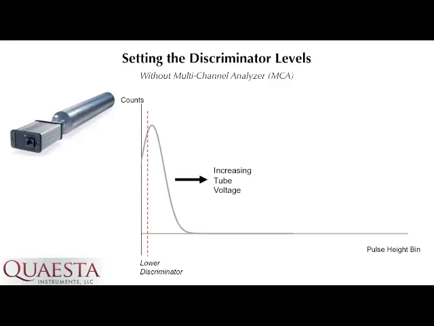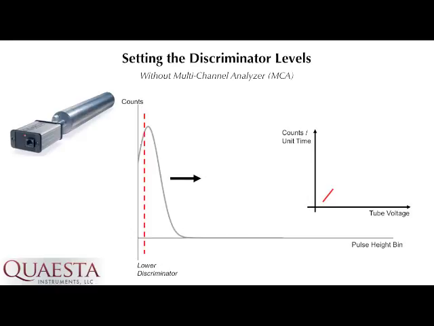In practice, users often fix the lower discriminator level and increase the tube voltage. Increasing the tube voltage sweeps the underlying pulse height spectrum to the right across the lower discriminator. As the spectrum sweeps across the discriminator level, the number of counts per unit time changes, and the underlying spectrum may be inferred from these changes in counting rates. The inset graph plots the counting rate versus the tube voltage as the pulse height spectrum moves to the right.